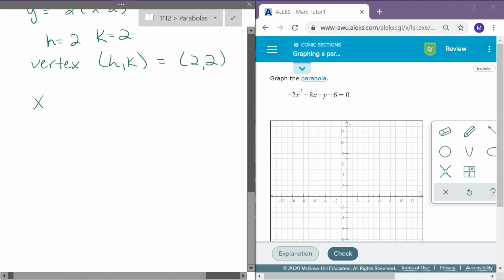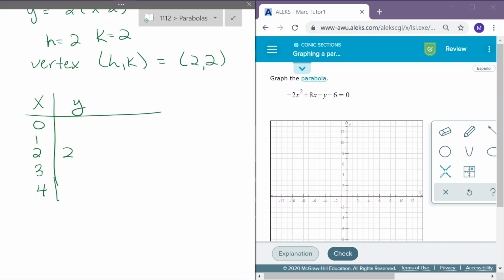Next, we want to find other points, and I'm going to do this by creating a table. So the first point I want to look at is my vertex, and then I want to pick x values on either side that are equidistant from the x value of my vertex. So here I'm going to pick 1 and 3 because they're each 1 away from 2. And what happens then is, because they're equidistant from the vertex, their y values will be the same because parabolas are symmetrical. And then I'm going to pick 0 and 4, because they're each 2 away from my vertex.